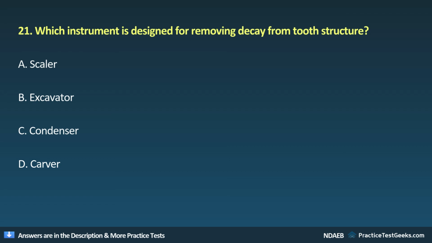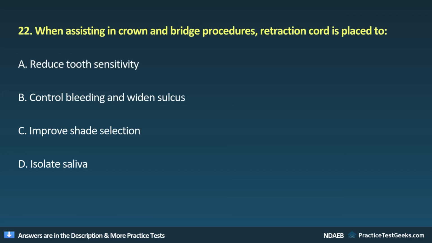A. Scaler. B. Excavator. C. Condenser. D. Carver. 22. When assisting in crown and bridge procedures, retraction cord is placed to A. Reduce tooth sensitivity. B. Control bleeding and widen sulcus. C. Improve shade selection. D. Isolate saliva.